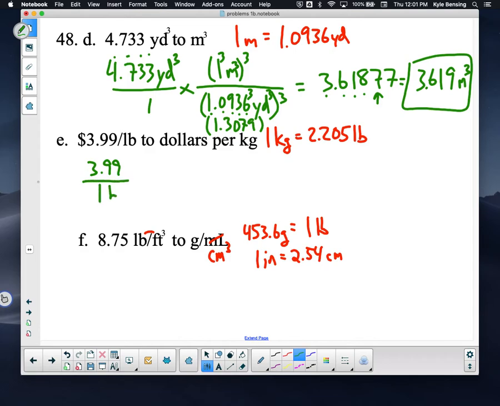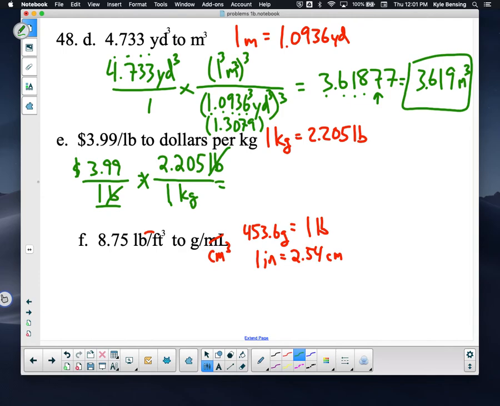How about, here's another one, just like letter C, 3.99 over, and then I put the pounds on the bottom instead of over 1. And then I'm going to change that to pounds to kilograms. And if pounds is on the bottom, then I need to put pounds on top, which is 2.205, there we go, pounds on top, and 1 kilogram on the bottom. And now I'm just multiplying as I go through. These cancel.